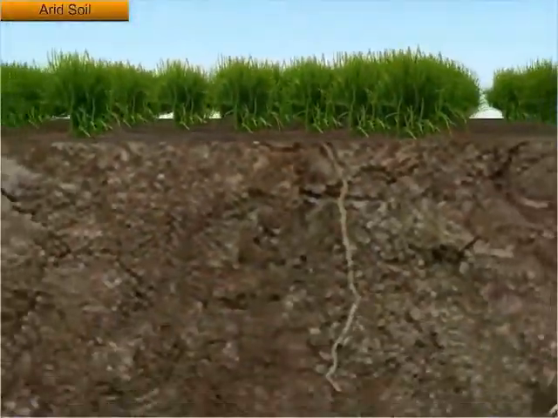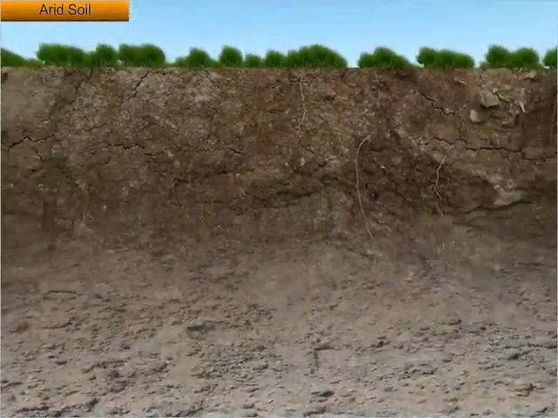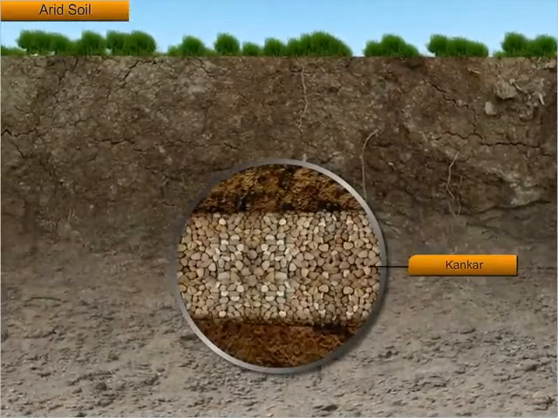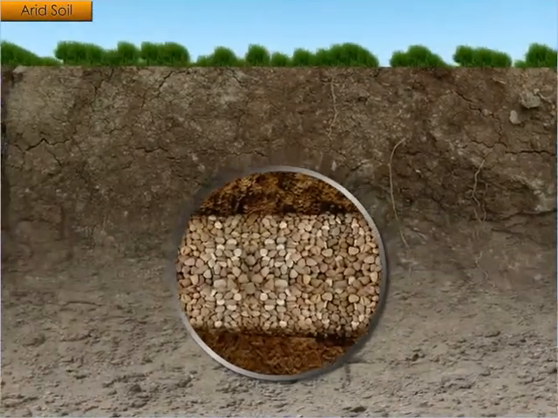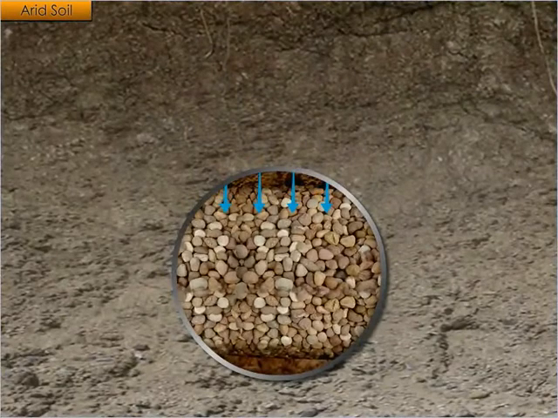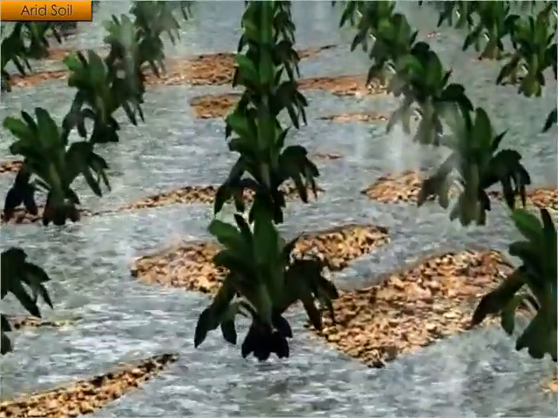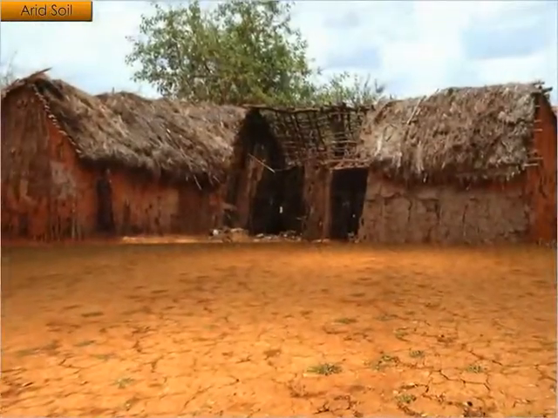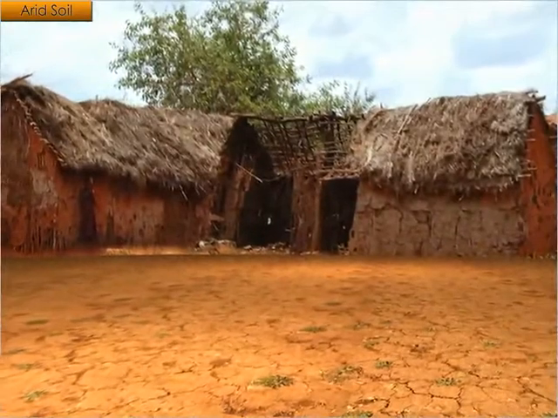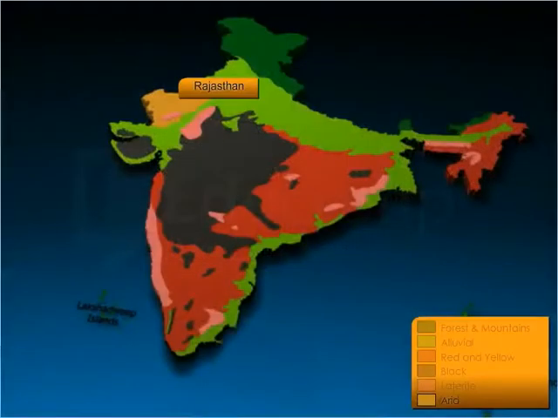The calcium content of this soil type increases with depth, and hence the lower layers of this soil contain kankar nodules. The kankar nodules obstruct the infiltration of water into the soil. Moreover, due to dry climate and high temperature, the rate of evaporation is high. These two factors result in less moisture content in these soils. These soils are found in the arid regions of Rajasthan and Gujarat.